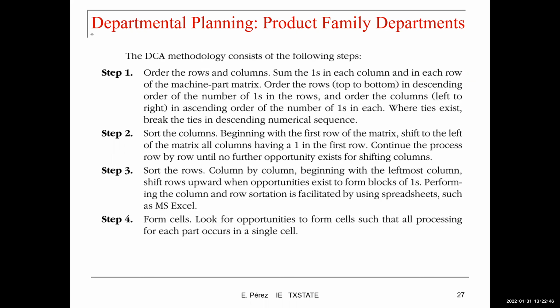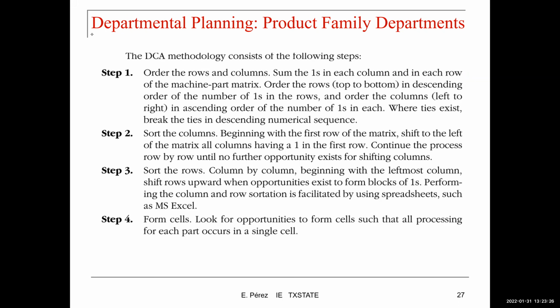Okay, so we're going to start by adding all the ones per row and all the ones per column. And then we're going to rearrange this matrix based on those values, the totals of the ones for the rows and the columns. So order the rows top to bottom in descending order: we start with the larger value at the top, then go down, and then left to right in ascending order, so from left to right, smallest value to the highest value on the right.